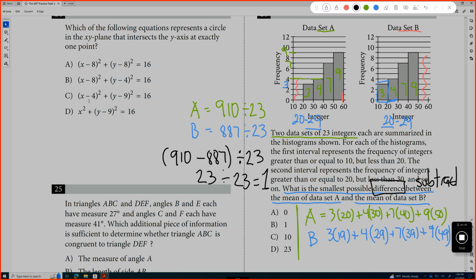So the smallest possible difference within those integers will be in the means. The mean will be different by just 1. I didn't calculate what the mean is, but I know that the difference between them is 1. So all of that work just to get the right answer, but it's worth it. B1 is your answer. Thank you very much, and good luck taking your SAT.